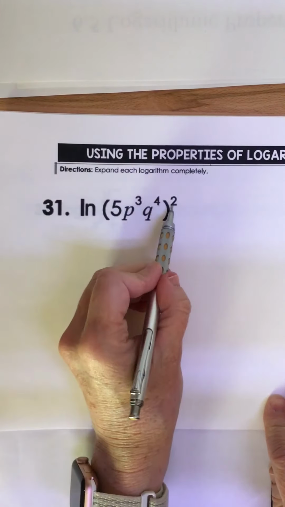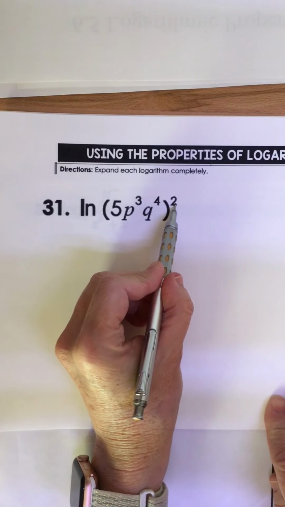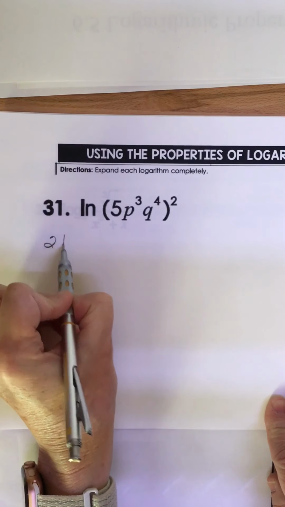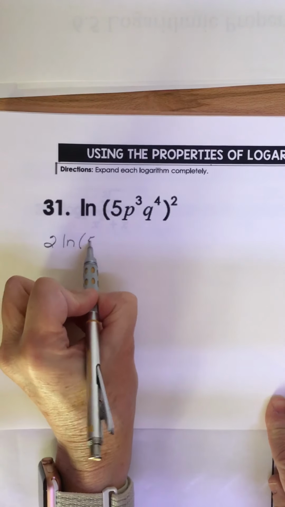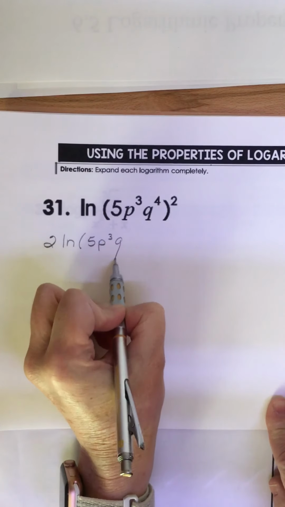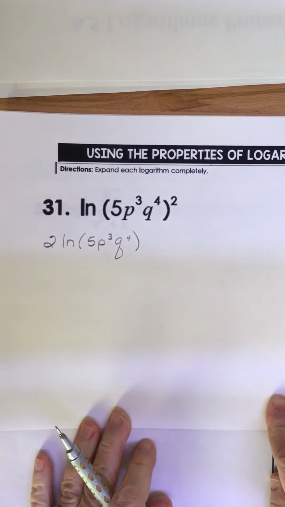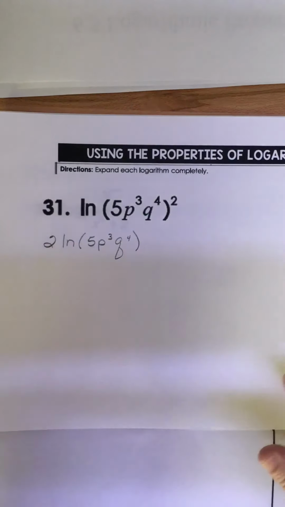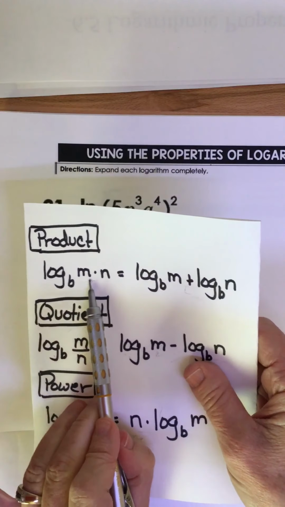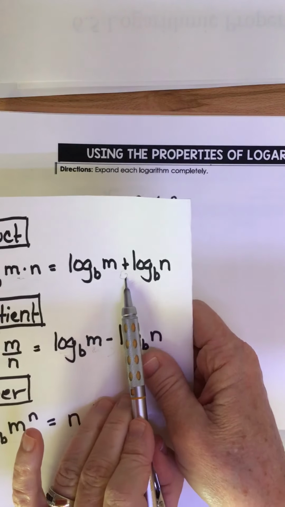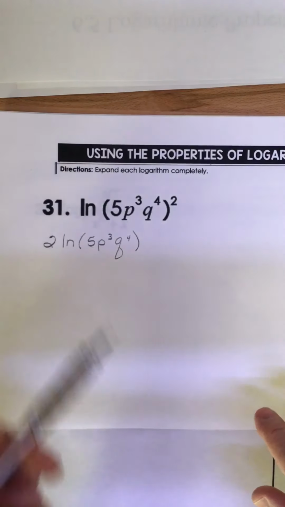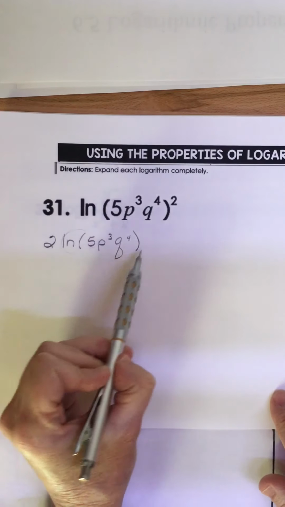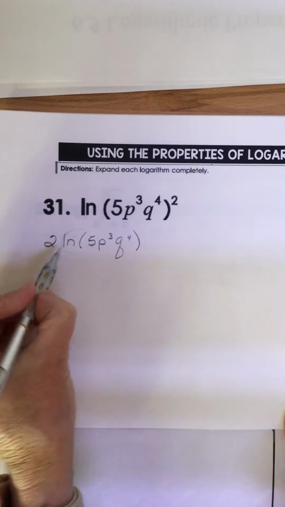Natural log. So again, this is on the outside, so you know that we're going to have to use the power property. So 2 times natural log 5p cubed q to the 4th. Since this is all being multiplied inside of here, even though there's 3 of them, we're still using this property right here. So we're going to have to be adding on those. And remember that this is multiplied by this. And so when we're expanding, we have to keep this all together in parentheses.